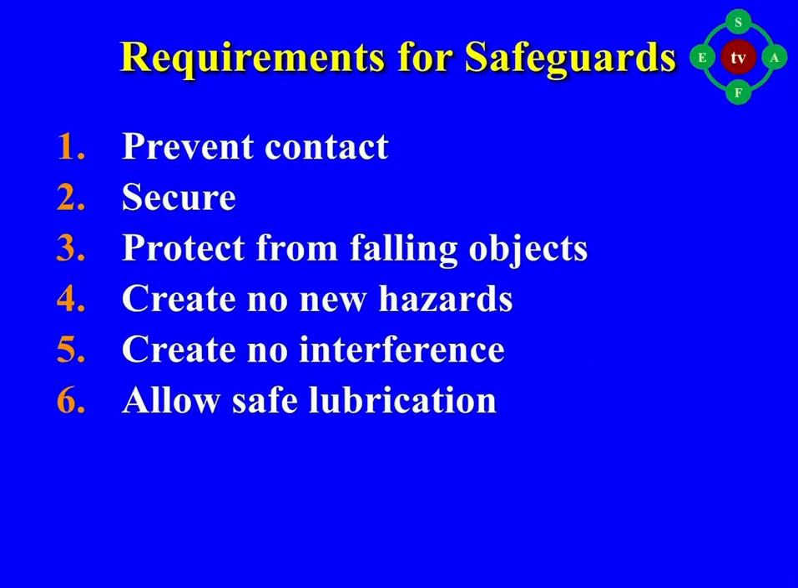Requirements for safeguards. Number 1. Prevent contact. A good safeguarding system eliminates the possibility of the operator or other workers placing parts of their bodies near hazardous moving parts. Number 2. Secure. A safeguard that can easily be made ineffective is no safeguard at all. Guards and safety devices should be made of durable material that will withstand the conditions of normal use and be firmly secured to the machine.